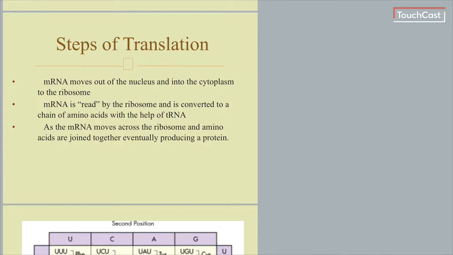Then, once it's left the nucleus and is into the cytoplasm and to the ribosome, the mRNA is read by the ribosome and converted into a chain of amino acids with the help of tRNA. As the mRNA moves across the ribosome, the amino acids are joined together and they eventually produce a protein.